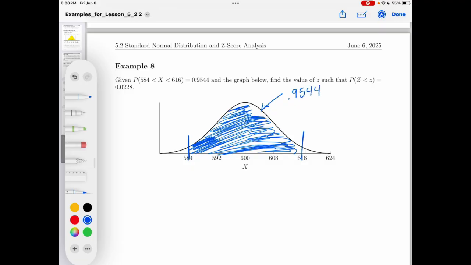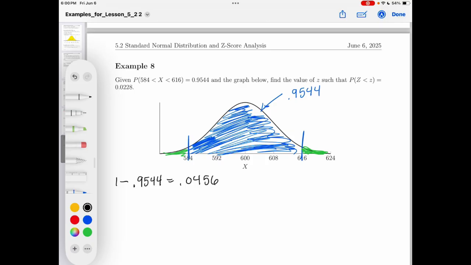So let's find the rest of this shaded area here. We want to find the area in both of these wings. Now the area in those wings are the same because of symmetry. So to find those areas, I'm going to take 1 minus 0.9544, and that's going to give me 0.0456. So in total, both of those wings together are 0.0456.